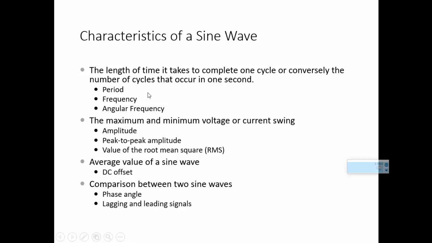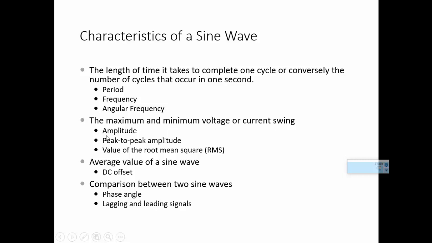In association with this, we have terminologies that you really need to understand, because when we talk about AC, it has to do with a sinusoidal, specifically voltage, waveform in this case, that changes with time. There are terminologies that are very important for us to understand before we dive into the details. For example, we have the period, the frequency, the angular frequency, and the maximum and minimum voltage or current swing.